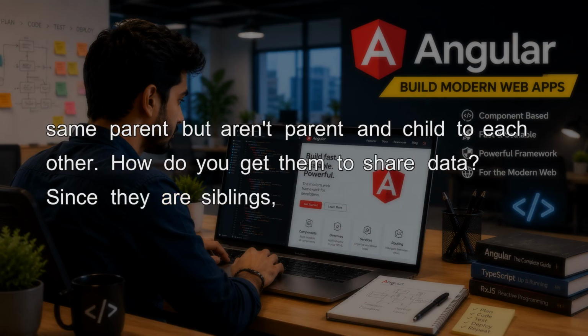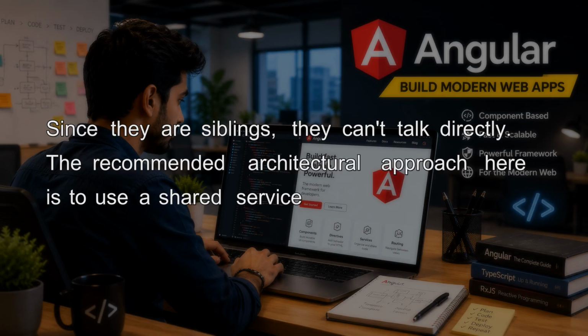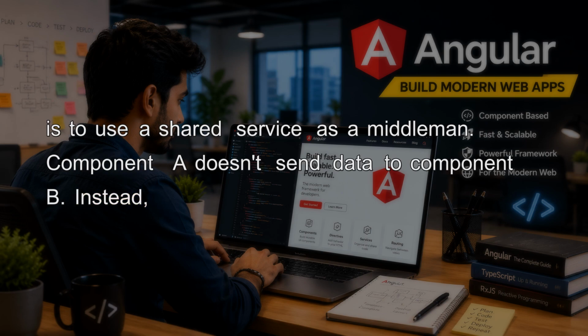Since they are siblings, they can't talk directly. The recommended architectural approach here is to use a shared service as a middleman. Component A doesn't send data to component B. Instead, it sends the data to the service.